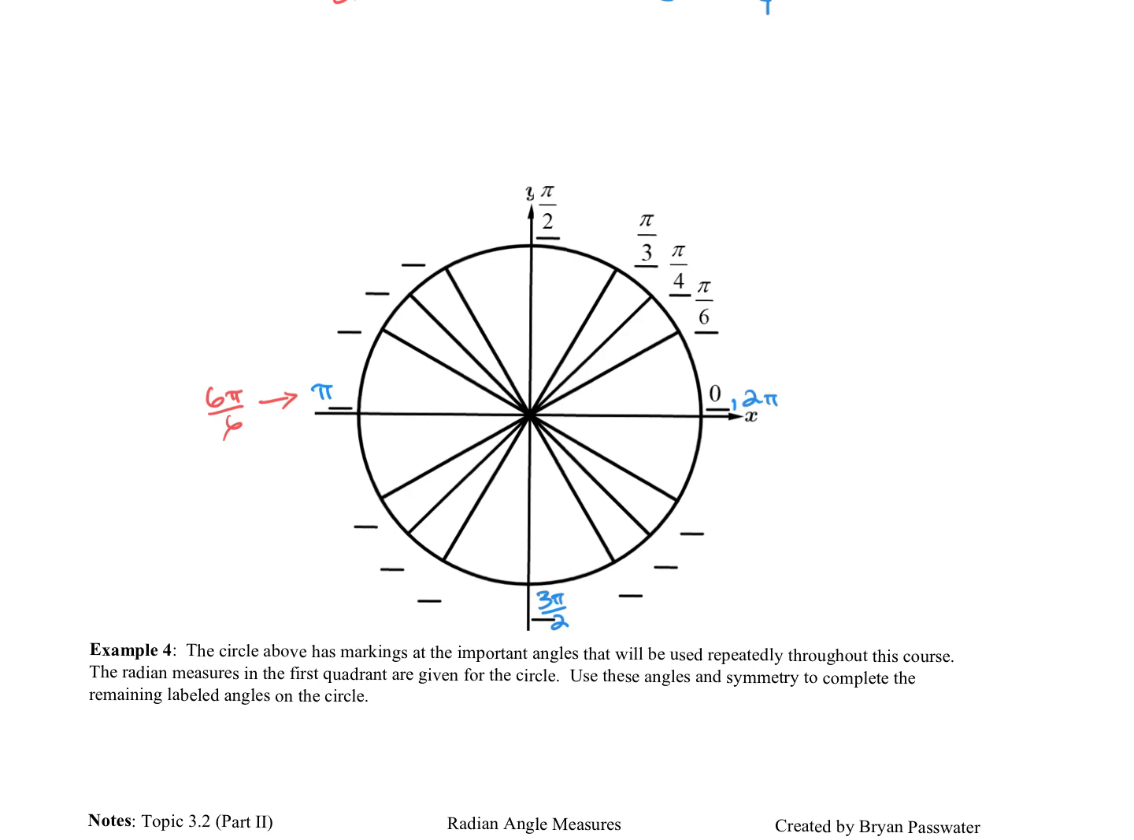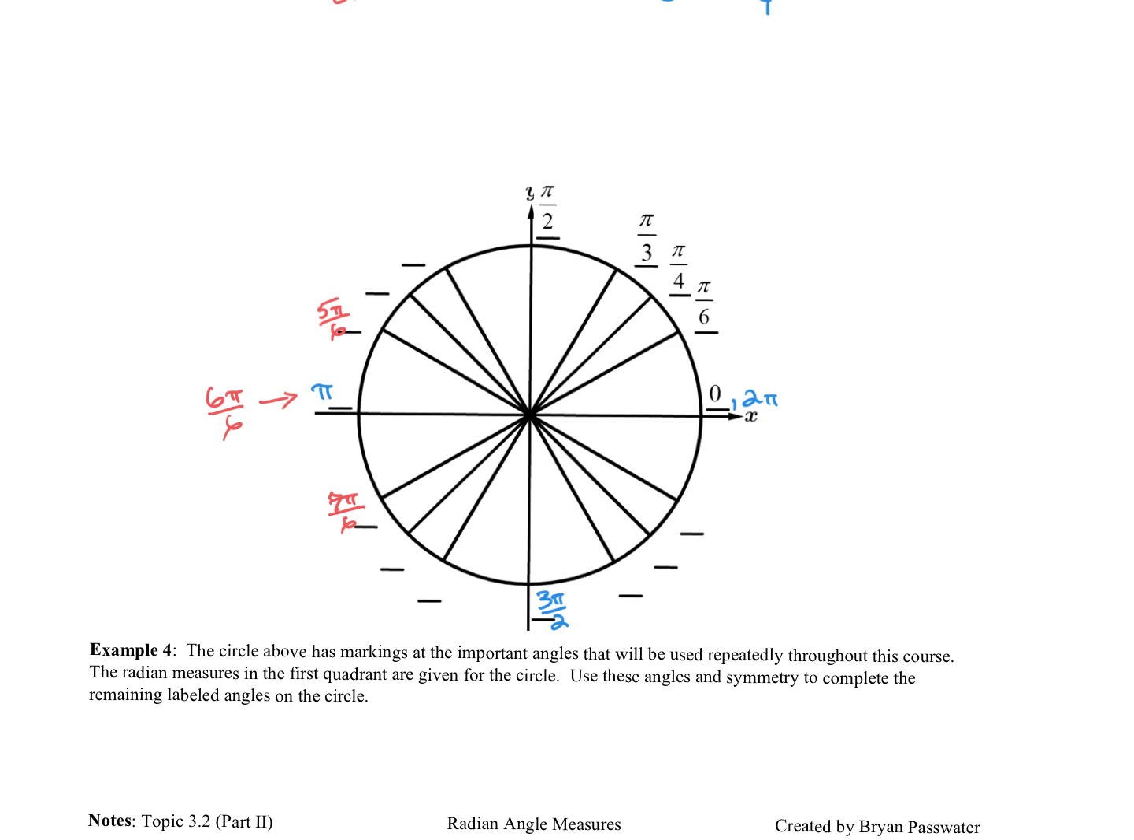And so I'm going to subtract pi over 6 from 6 pi over 6. And guess what I get? I get 5 pi over 6. So 5 pi over 6 is located right there because I subtracted pi over 6 from 6 pi over 6. Everybody see how that happened? All right. Now I'm going to add pi over 6 to 6 pi over 6. And guess what I'm going to get? I'm going to get 7 pi over 6. And so 7 pi over 6 is located right there.